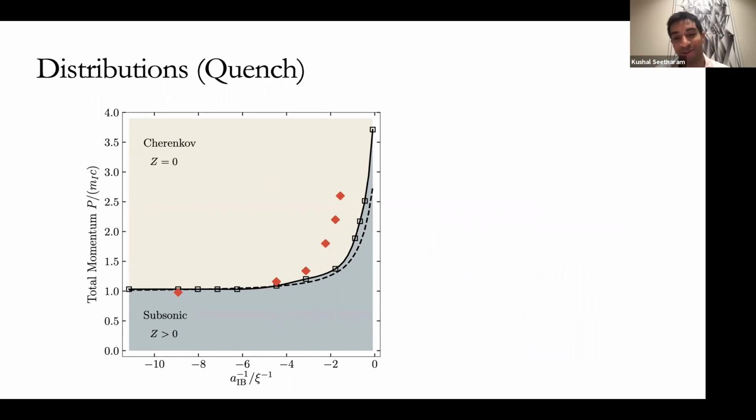We can also look at distributions in the quench dynamics. Here, we're going to look at real space density distributions. This would be, for example, what you measure by absorption imaging of the bosonic atoms in the condensate.